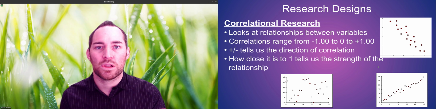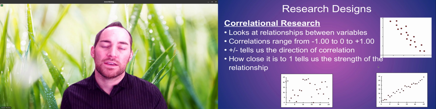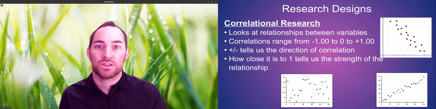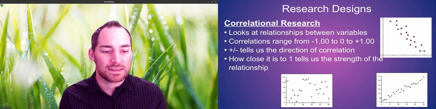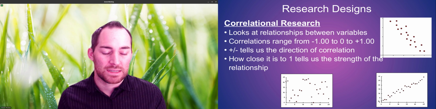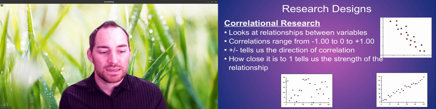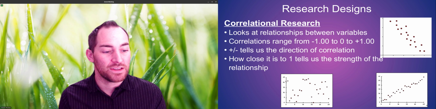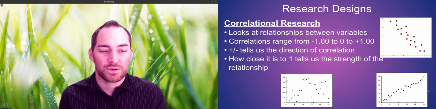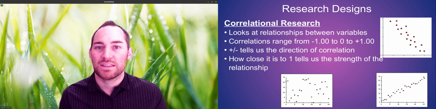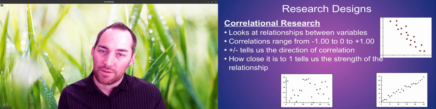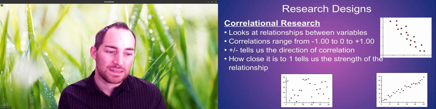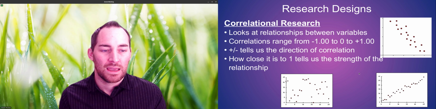So how close it is to 1 tells us it's a stronger relationship. These two variables are more related to one another. So let's say this is ice cream and happiness, would make sense to be positively correlated. This is your scale of happiness, and this is how many scoops of ice cream. So when you give someone 25 scoops of ice cream, they are as happy as they can possibly be, versus if they get 0 scoops of ice cream, they're not very happy. So this is a pretty strong relationship there.